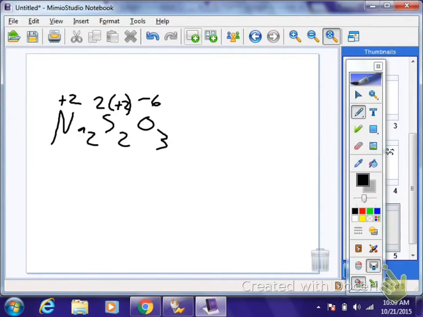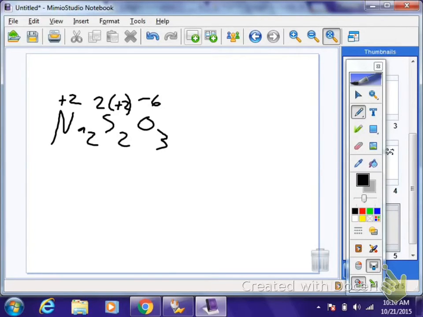Polyatomic ions, you have to memorize those. Nitrates -1. Sulfates -2. I know their oxidation states, but I don't always know their names. Okay, and then the last one you had to do is calcium's a.